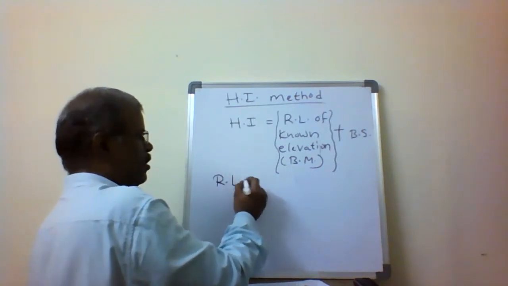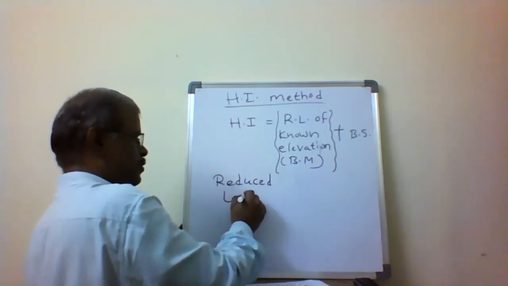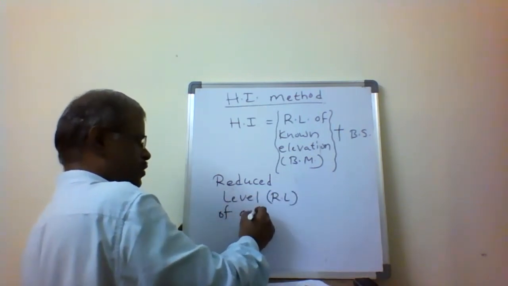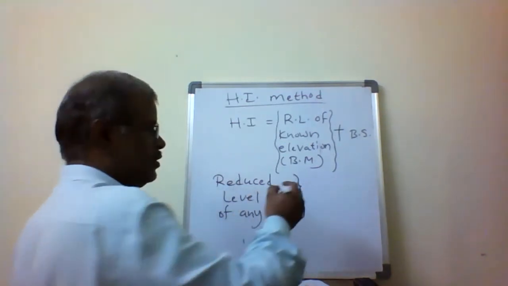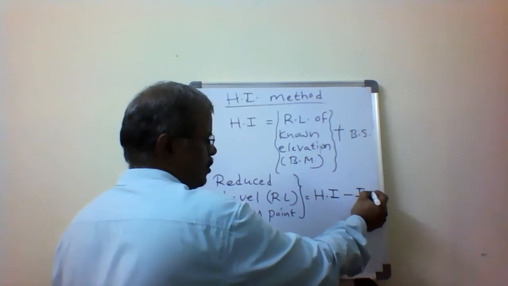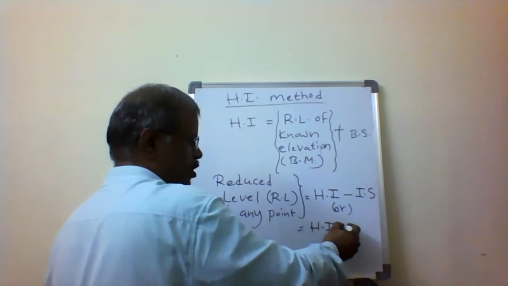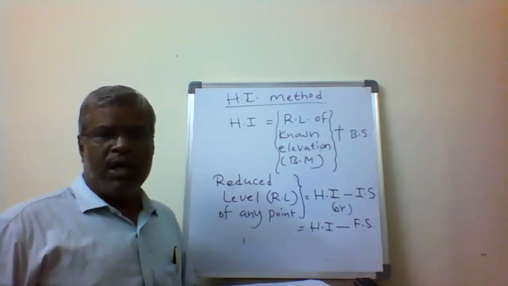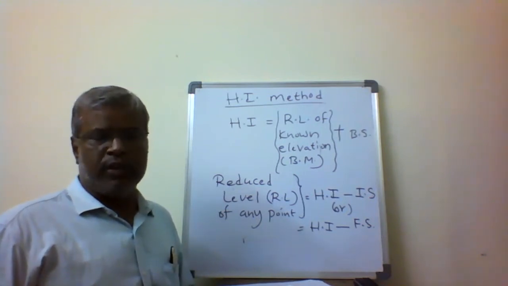Reduced level, RL, is called the reduced level of any point. It is the height of instrument minus intermediate sight, or height of instrument minus foresight. So this is the process we are going to follow. First I calculate the height of the instrument: RL of known elevation plus backsight reading gives the height of the instrument.